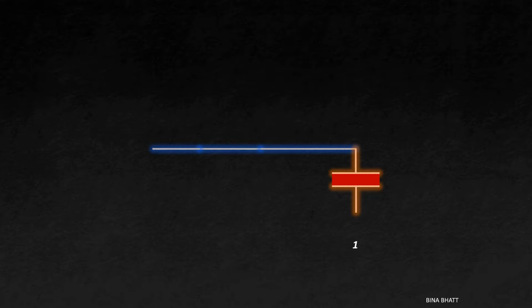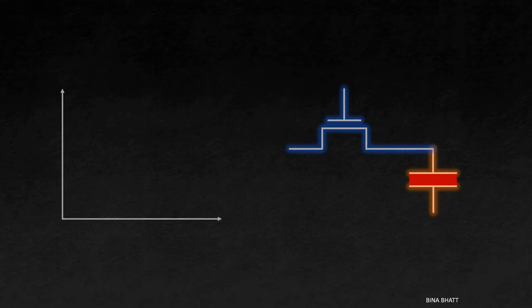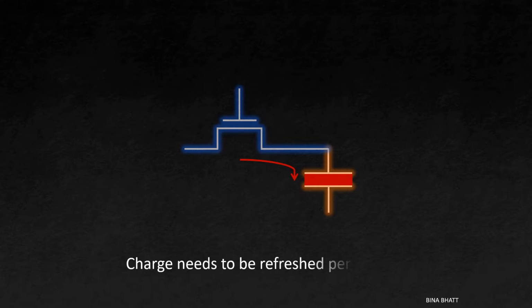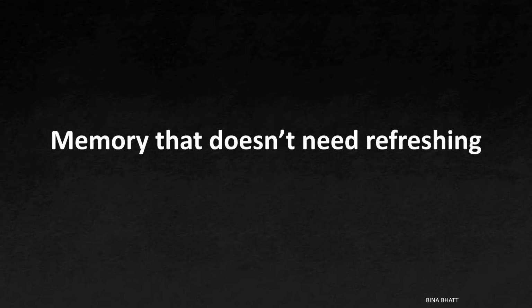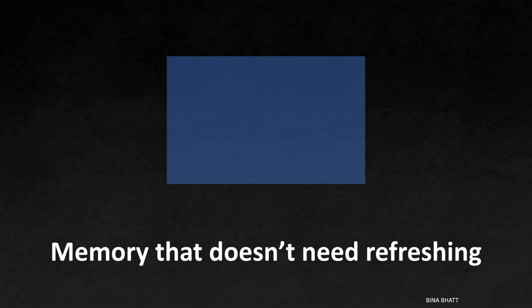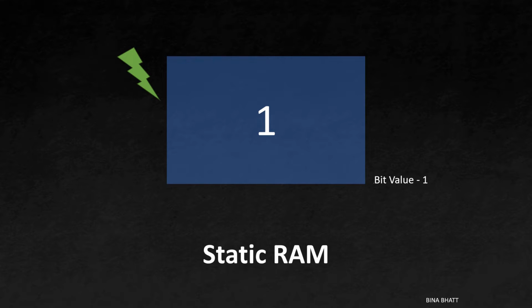But is that all? Well, there's a tiny problem. The charge stored on a capacitor cannot stay indefinitely, as capacitors leak charge over time. Also, the transistor isn't an ideal switch. Therefore, to keep the data intact, the charge needs to be refreshed periodically. That's why this type of memory, which requires periodic refreshing, is known as dynamic RAM or DRAM. In contrast, there is another type of memory which does not require any refresh cycles. In this type of memory, the charge remains stable as long as power is supplied to it. Hence, it is called static RAM or SRAM.